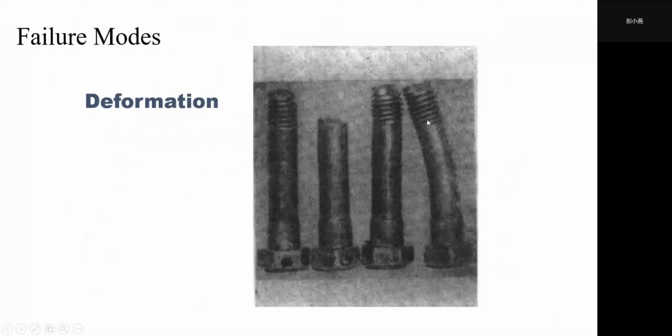This is the picture of deformation. A deformation includes elastic and plastic deformation. When stresses generated in an element exceed yield stress, plastic deformation or yielding occurs. Both elastic and plastic deformation may cause malfunctioning of machine elements. For example, the deformation of a shaft will prevent gears meshing properly.